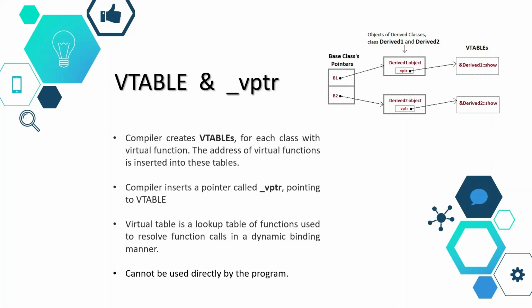Coming to the last topic, virtual table and virtual pointer. To accomplish late binding, a compiler creates vtables or virtual tables for each class with virtual function. The address of virtual functions is inserted into these tables. Whenever an object of such class is created, the compiler inserts a pointer called vpointer pointing to vtable for that object. So the virtual table is a lookup table of functions used to resolve function calls in dynamic binding manner.